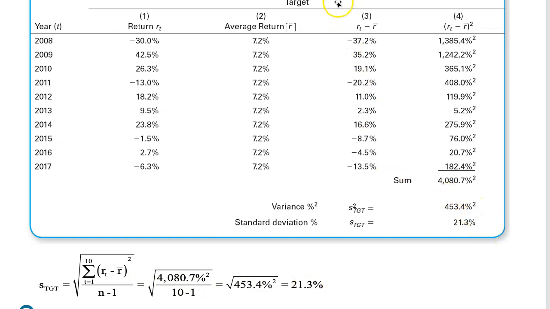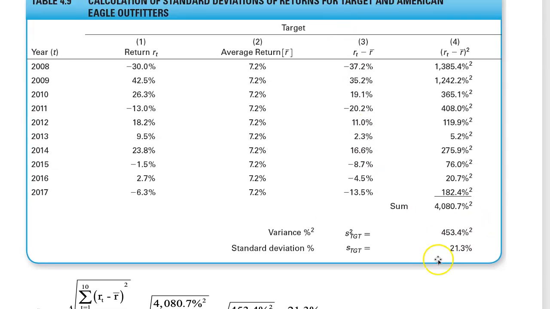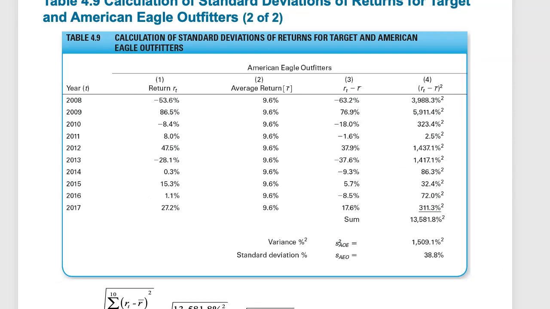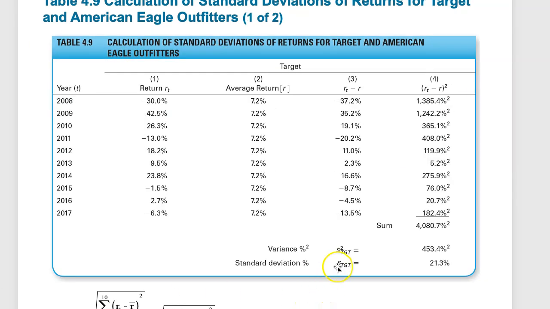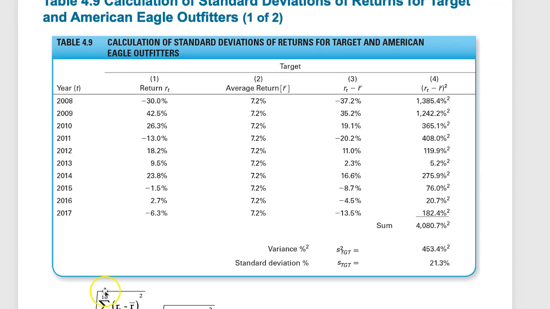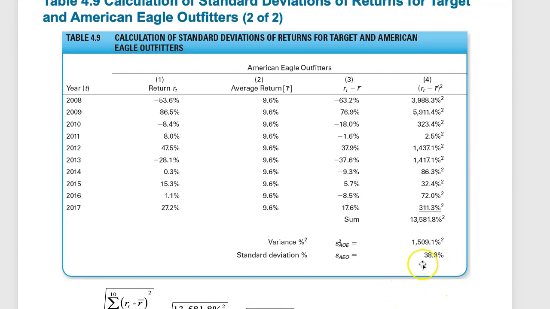And again, I'm going to show you how to do this in the spreadsheet, and it'll make a lot more sense, easier to calculate. So this is just the first expression of that. But this, again, is stock Target, 21% standard deviation. American Eagle Outfitters, using the same standard deviation, we get 38.8%. Okay, so remember those numbers, 21 and 38.